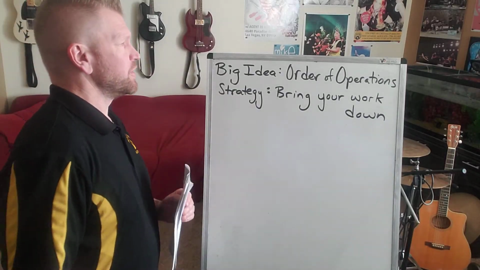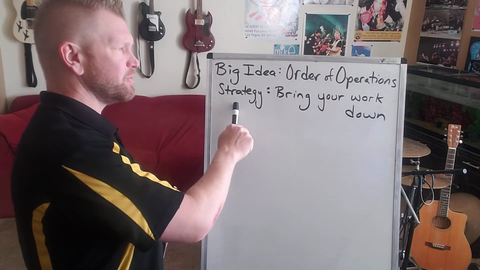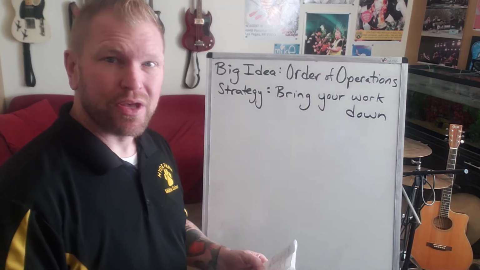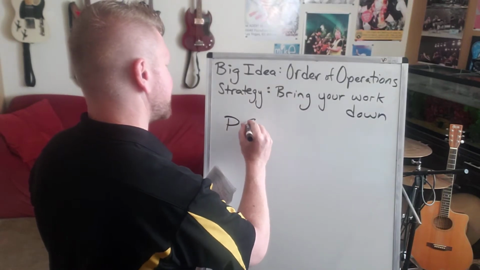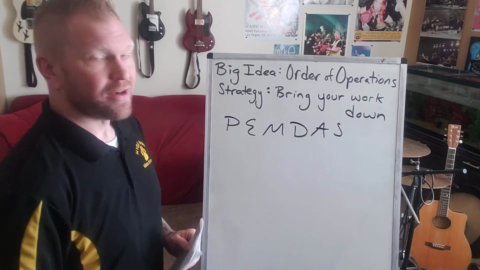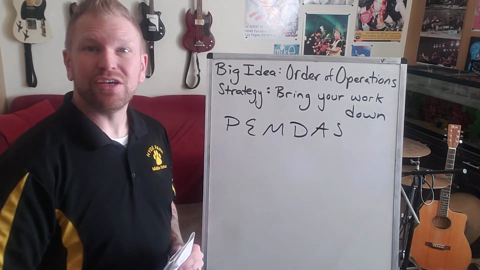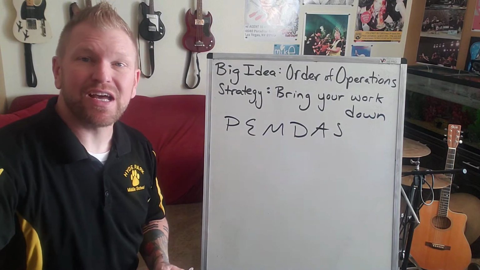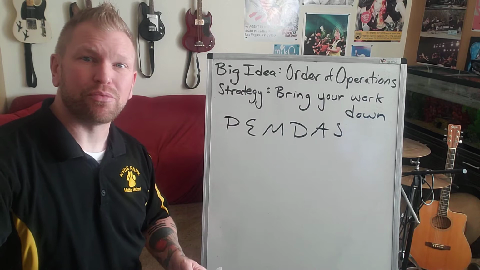All right, for this question, the big idea is the order of operations. And I'd like to talk to you about a strategy about bringing down your work. For the order of operations, a lot of people remember this mnemonic device, PEMDAS. I've also heard, please excuse my dear Aunt Sally. Whether you remember, please excuse my dear Aunt Sally or PEMDAS, really that's a memory trick to remember the order of operations.